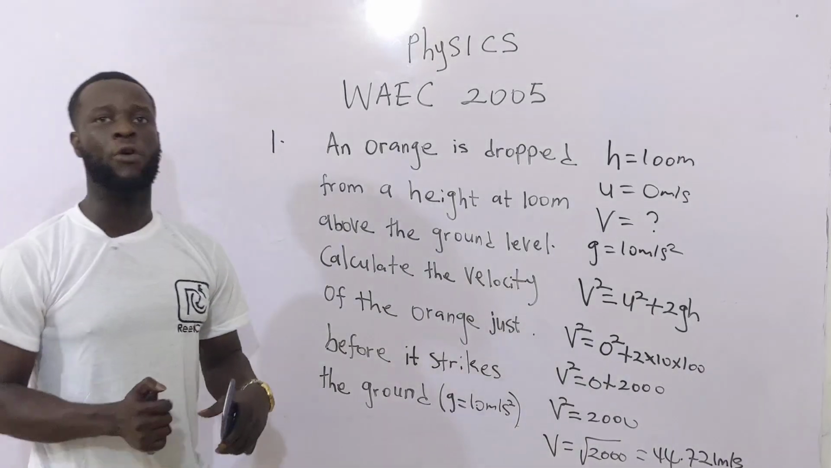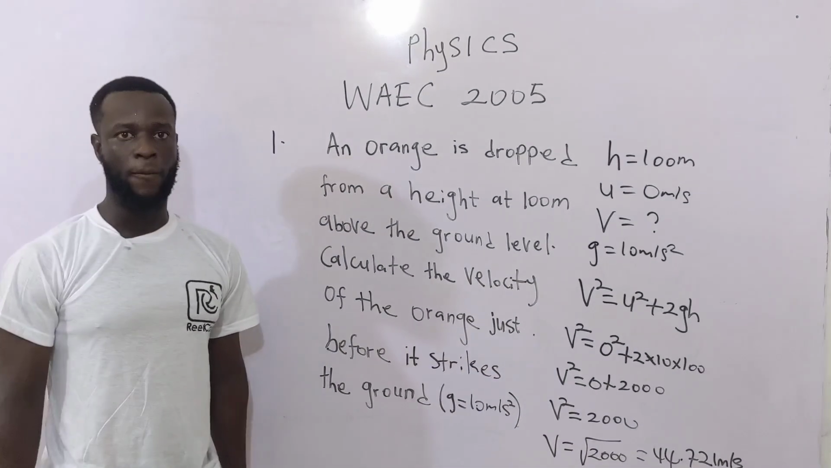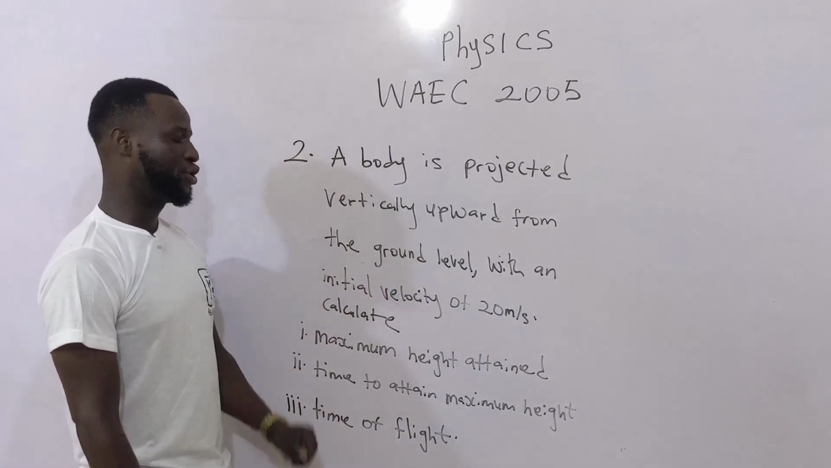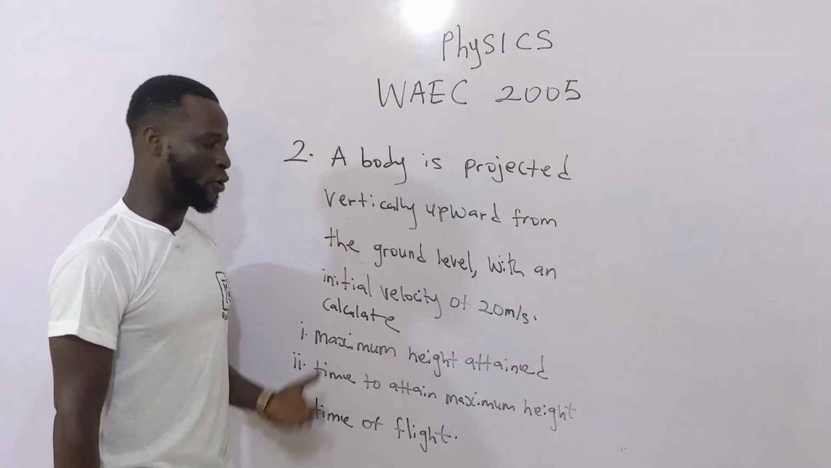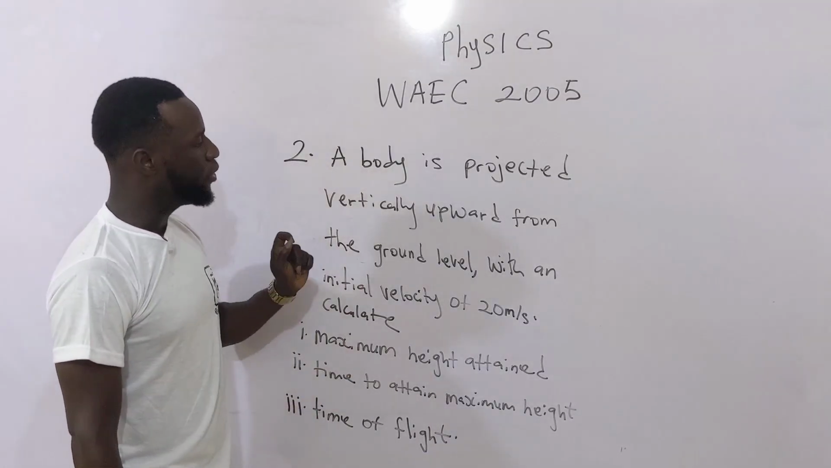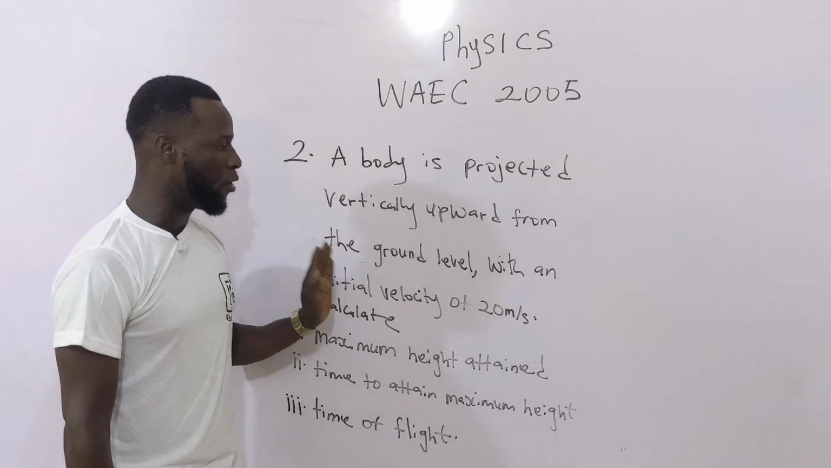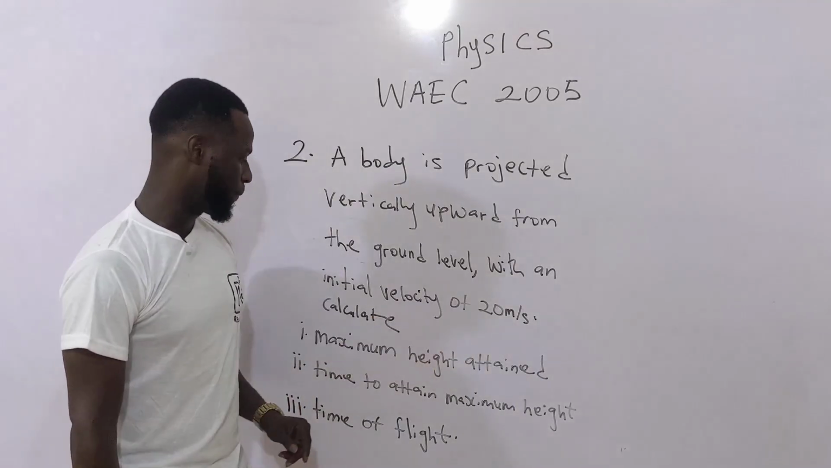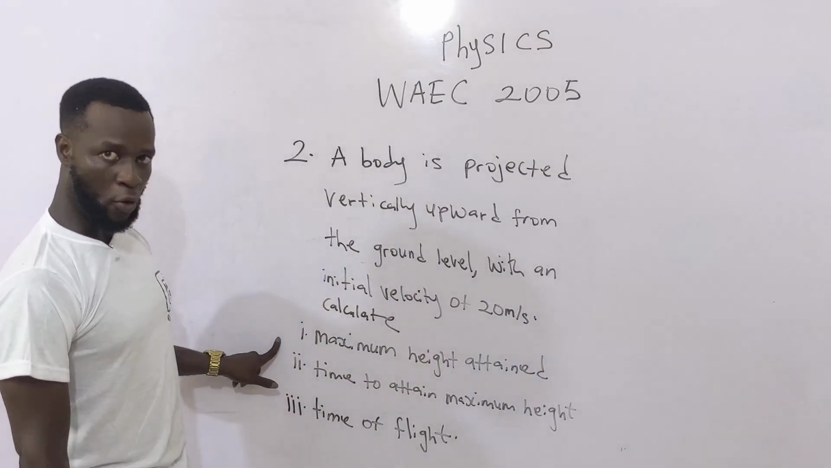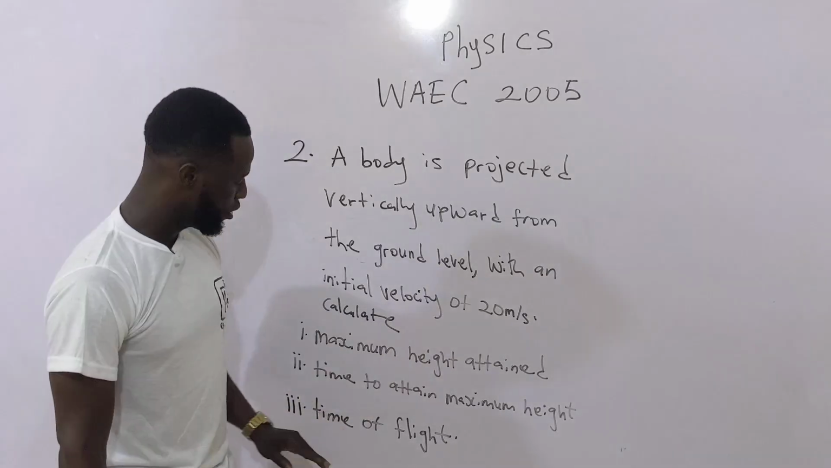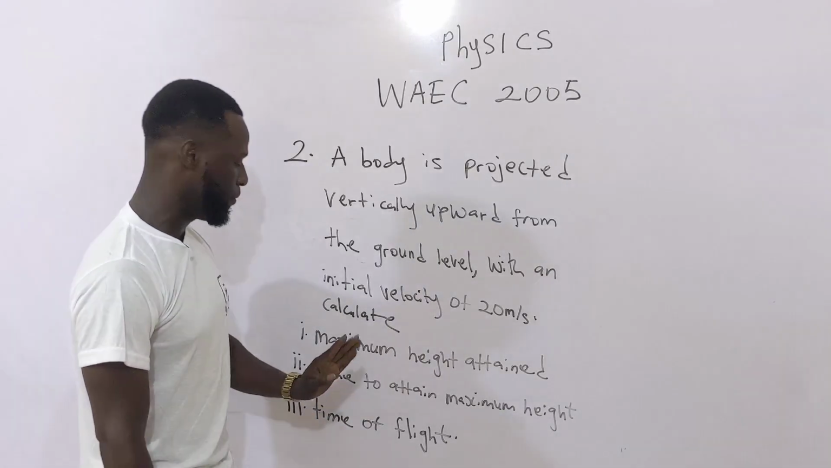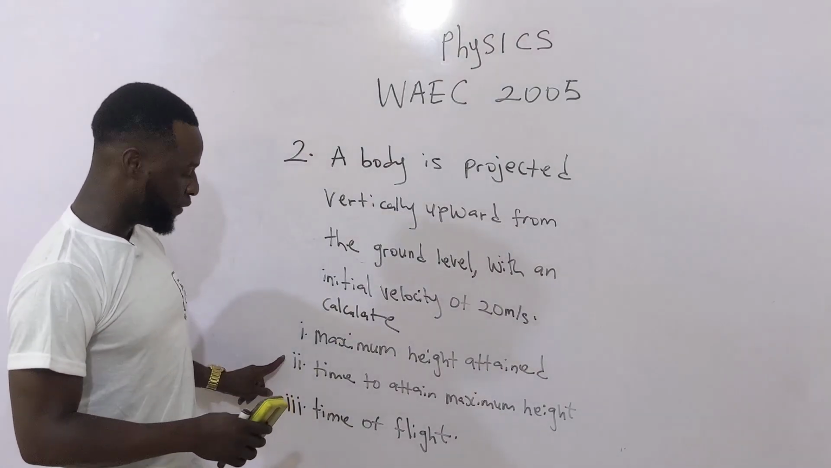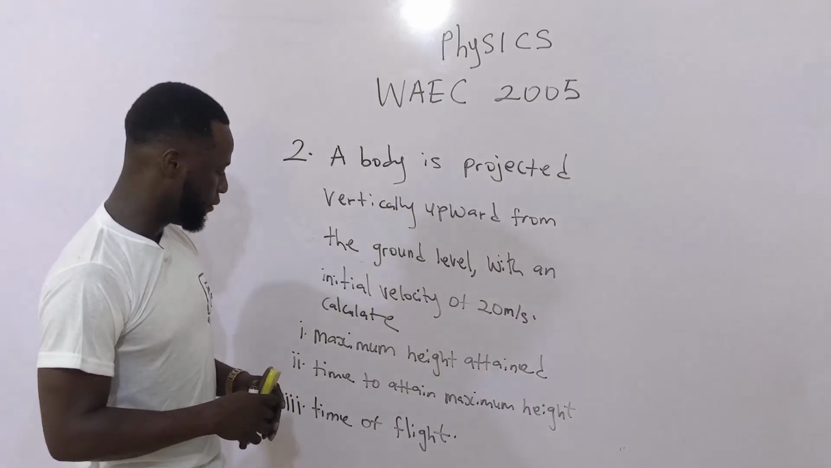So let's consider question number 2, still on vertical motion under gravity. And the question goes like this. A body is projected vertically upward from the ground level with an initial velocity of 20 meters per second. Calculate, Roman figure 1, maximum height attained. Roman figure 2, time to attain maximum height. And Roman figure 3, time of flight. So we're going to treat these individual questions one after the other.